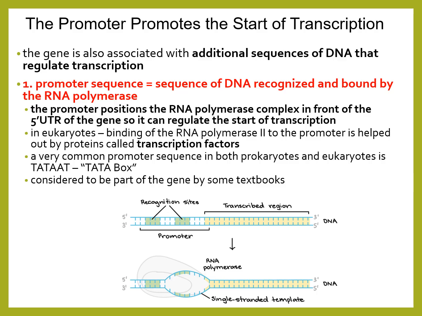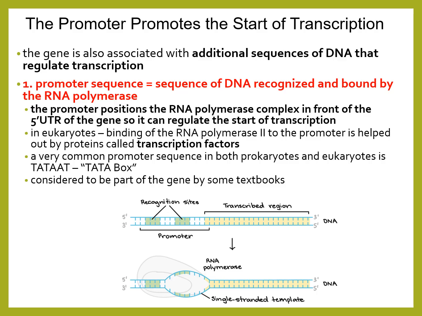And by physically binding to that promoter sequence, the RNA polymerase complex is positioned just in front of the 5' UTR. It is positioned just in front of the +1, the very first nucleotide that it needs to transcribe. Now, this binding of the RNA polymerase complex to the promoter is helped out in eukaryotic cells by small proteins called transcription factors. There are going to be numerous transcription factors that are going to help position the RNA polymerase at the promoter and help it physically bind.